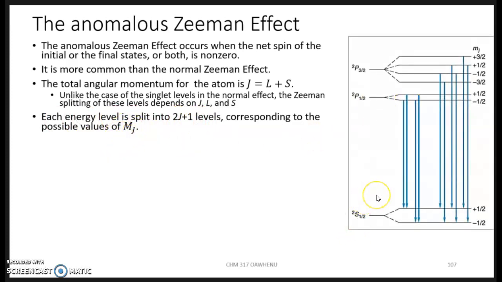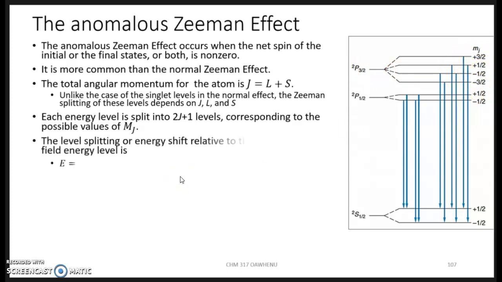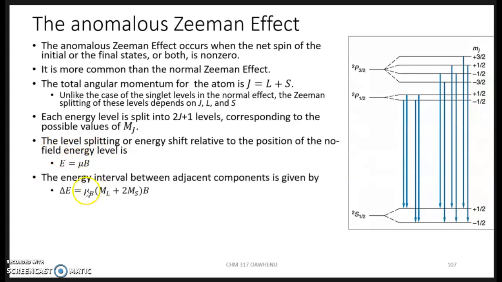So the transition from 2S1/2 to 2P1/2 is not just dependent on S and P, it depends on the J, the S and the L. So the 2S1/2 is split into plus half and minus half, 2P1/2 is split into plus half and minus half, 2P3/2 into 3/2, 1/2, minus 1/2, and minus 3/2. The splitting, or the shift in position, is still with respect to the energy of the magnetic field. And the energy interval in this case is now mu B times (ml plus 2 ms) times B.